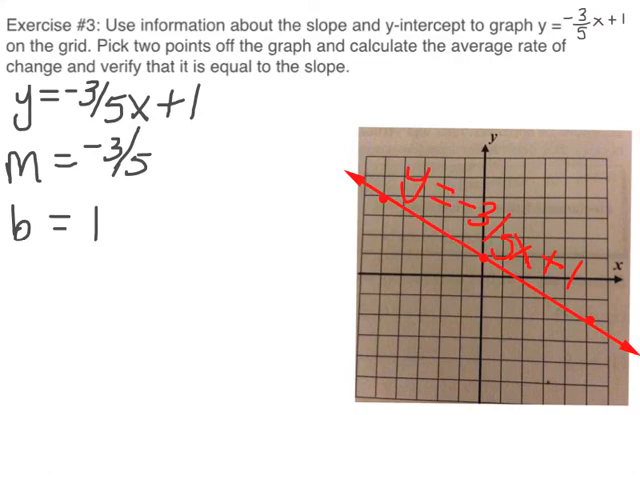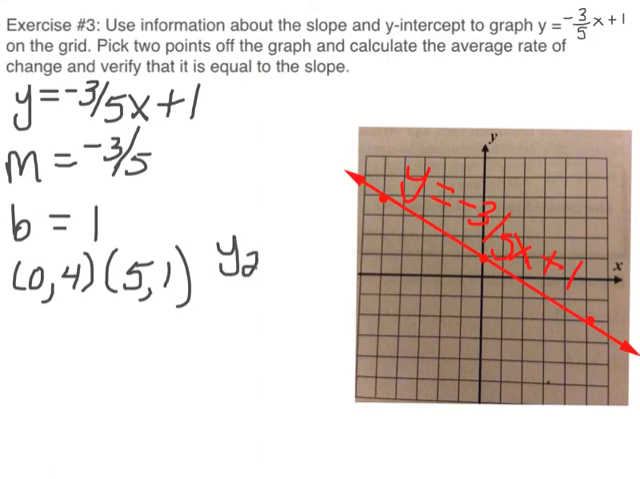And the only other thing that it asks you to show is to pick 2 points off the grid and go ahead and do the slope formula to make sure. So the points that I'm going to pick are 0, 4, and 5, 1. These 2 points fall on this linear function. Go ahead and do your formula. y2 minus y1 over x2 minus x1.